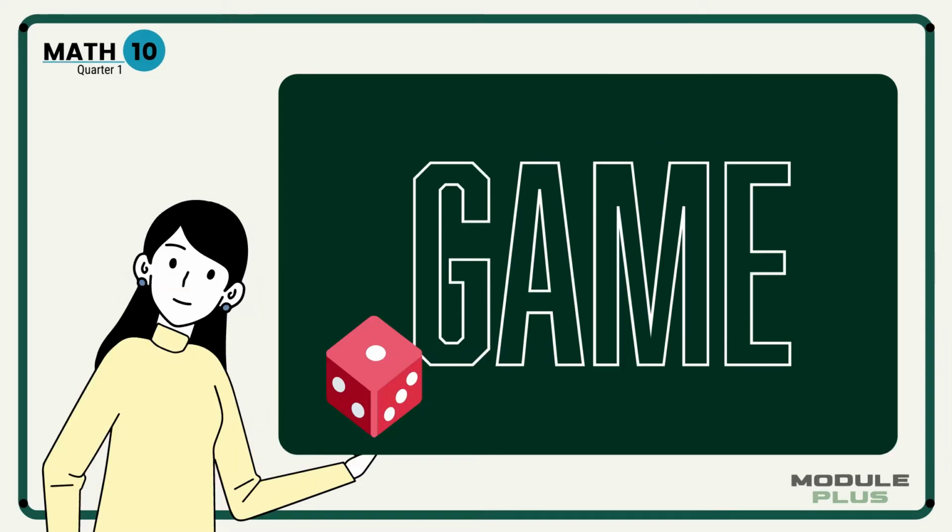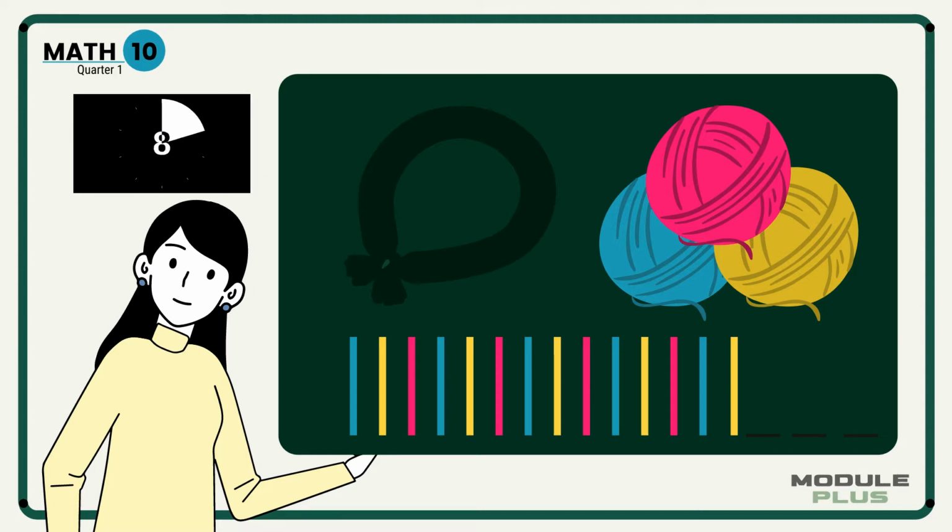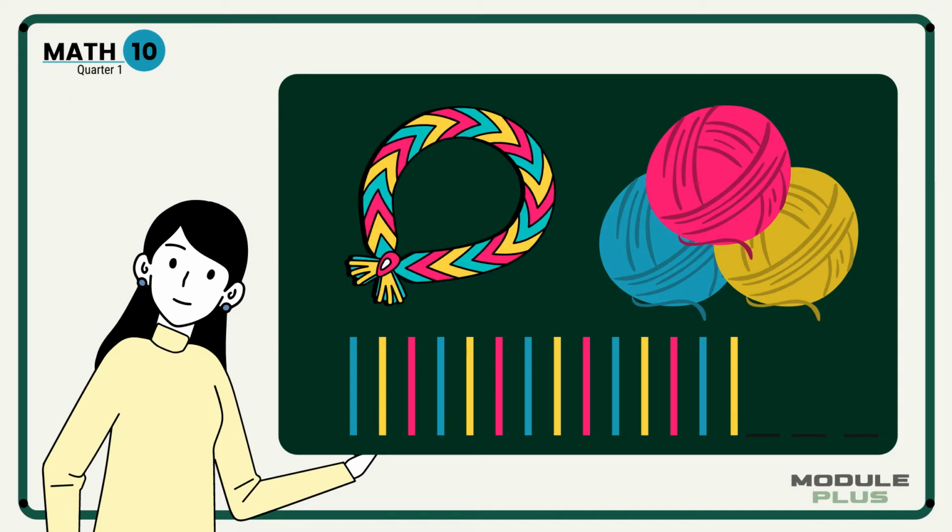Before we start the lesson, let's play a game. Suppose we're going to make a bracelet. You have three colors: blue, pink, and yellow. Fill in those three blanks, and I'll give you 10 seconds to answer. Time's up! If you still don't have an answer, you can pause this video.